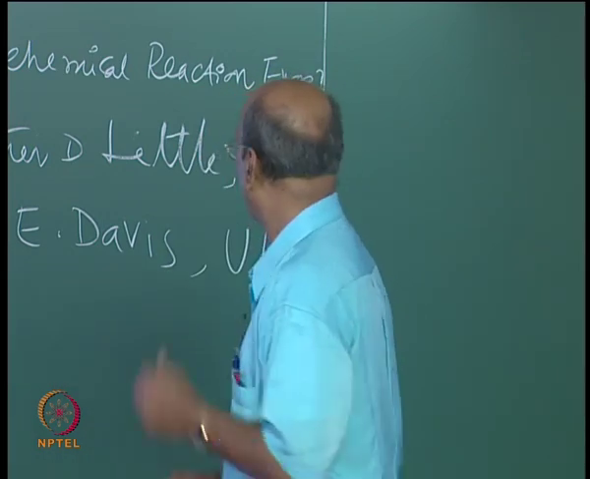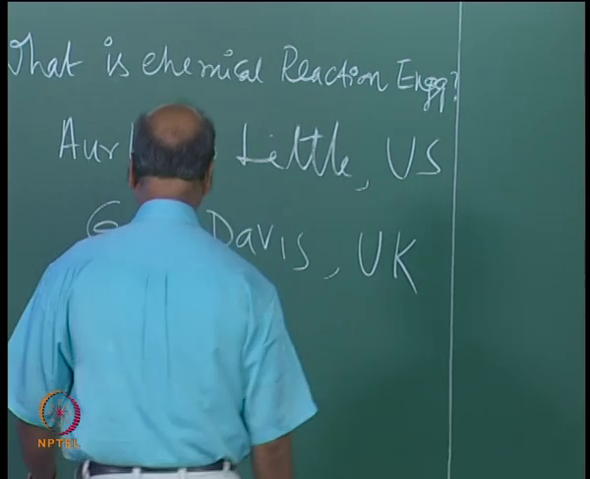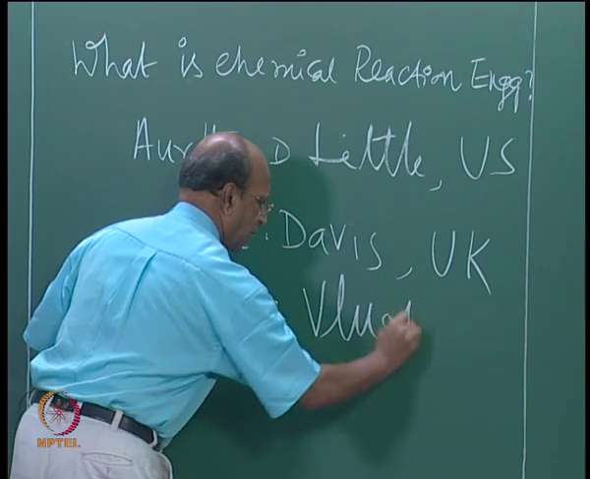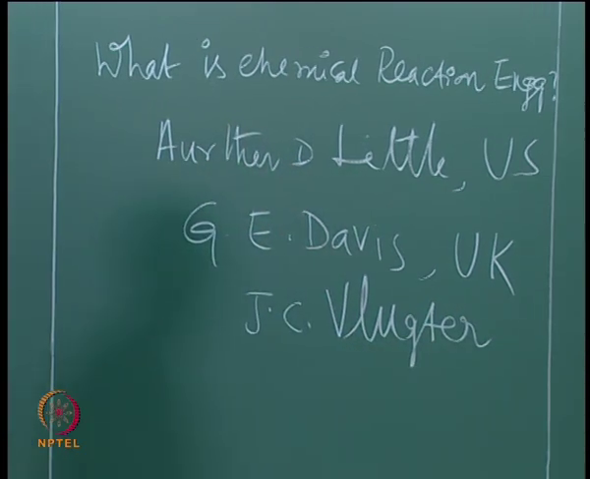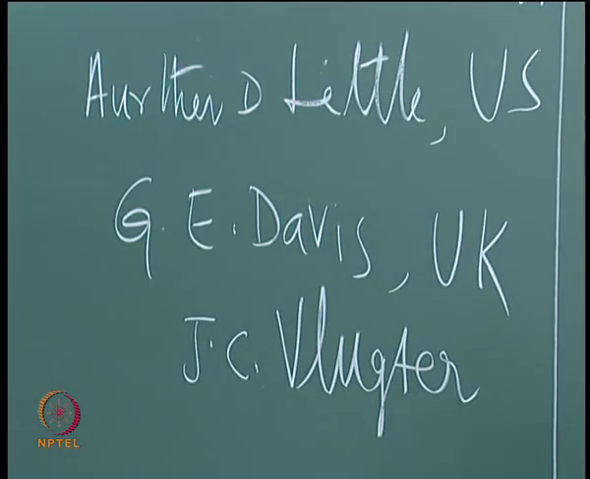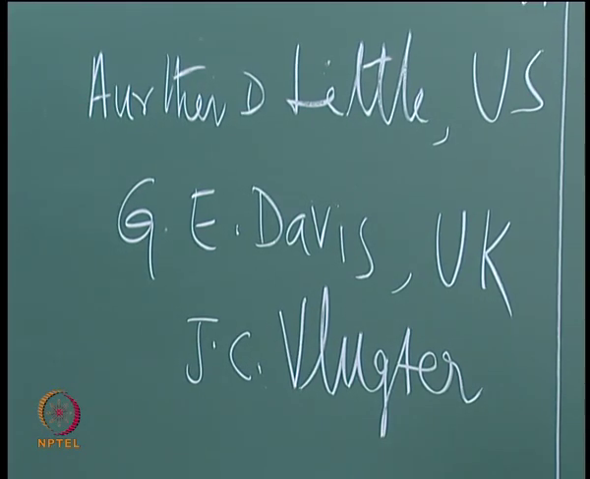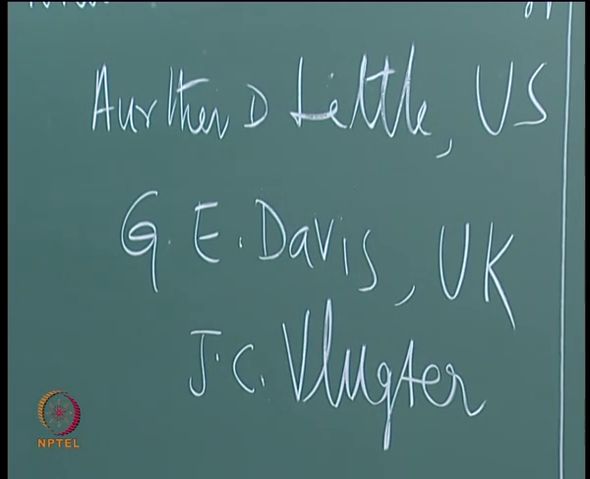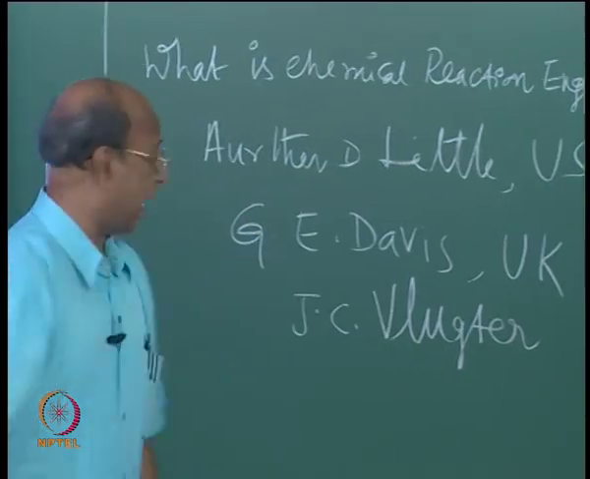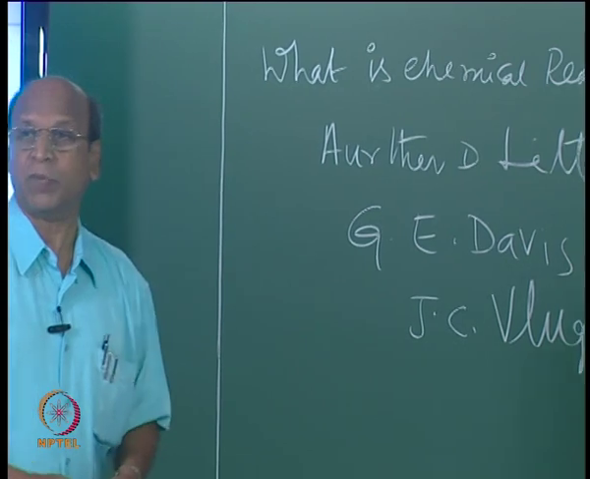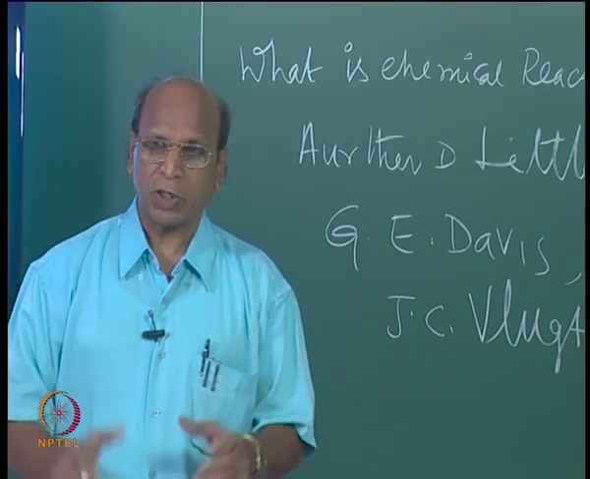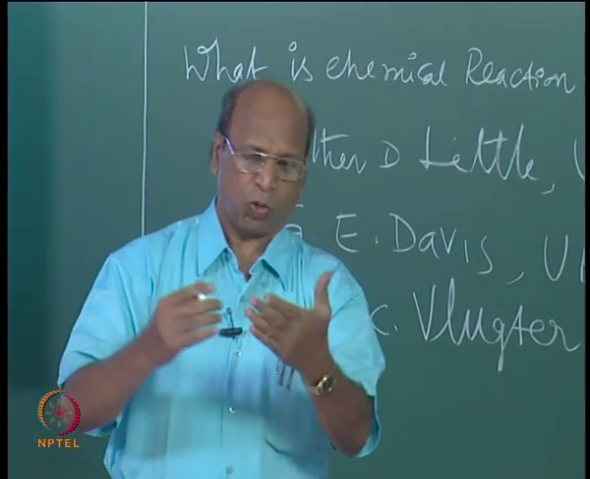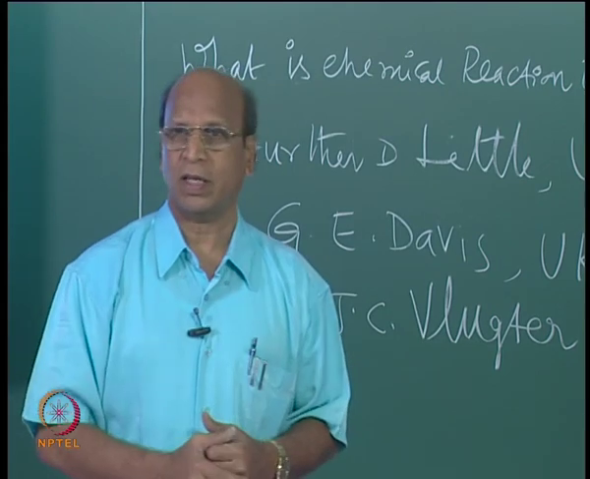So at that time the name of that person was J. C. Flugter, F-L-U-G-T-E-R. We in Europe, that V is called as Fau, okay. Flugter, V-L-U-G-T-E-R, yeah. He was the person who gave this name, chemical reaction engineering, for that conference. And they wanted to discuss in that conference, as Gani said, Abdul was telling, how do you design the reactors? What is the information required for reactors?